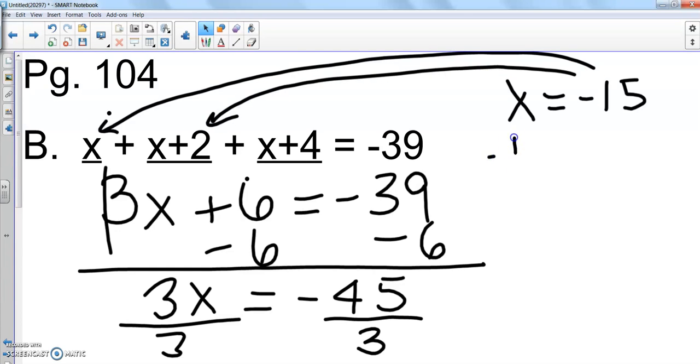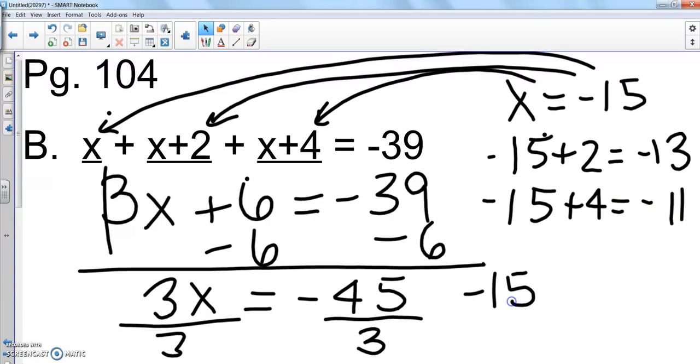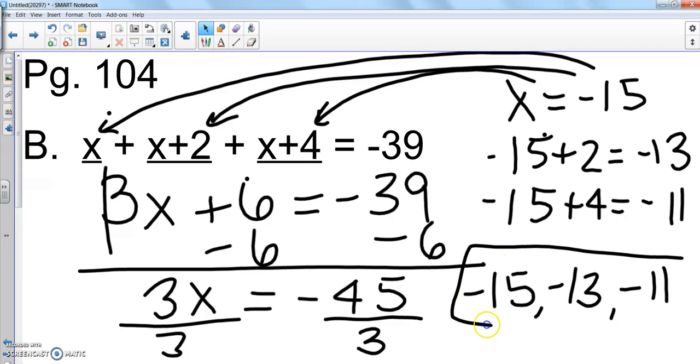So what's negative 15 plus 2? That means the next number is negative 13. And then what's negative 15 plus 4? That's negative 11. So here's what they say. If I took negative 15, negative 13, and negative 11, that's 3 consecutive odd integers, and I added them together, would it give me negative 39? Yes.